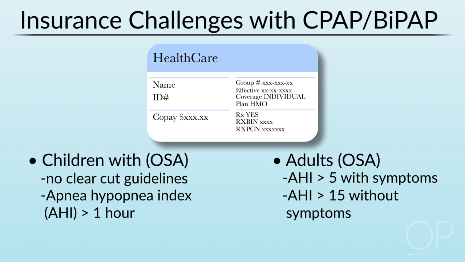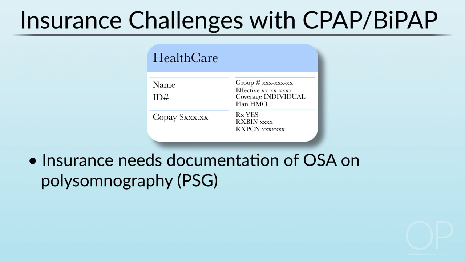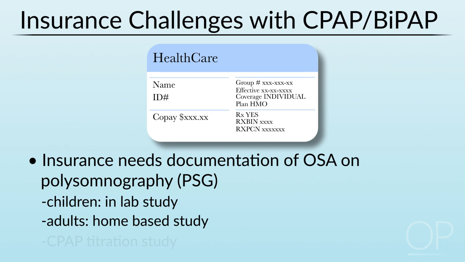The insurance typically needs a documentation of the OSA on a PSG, so you invariably end up doing a sleep study, an in-lab sleep study for children, and a home-based sleep study for adults. And then, if you're using CPAP, they also want to know, did you do a titration study? What pressure worked? So they want to see that you actually did a study, that the CPAP was effective and efficacious, hence they can cover it. So these are the things you need to keep in mind while ordering CPAP.